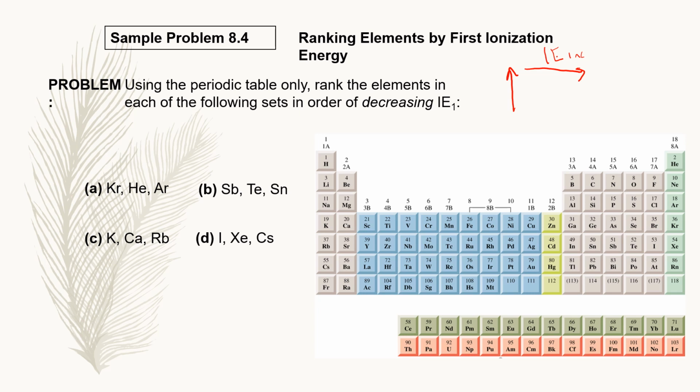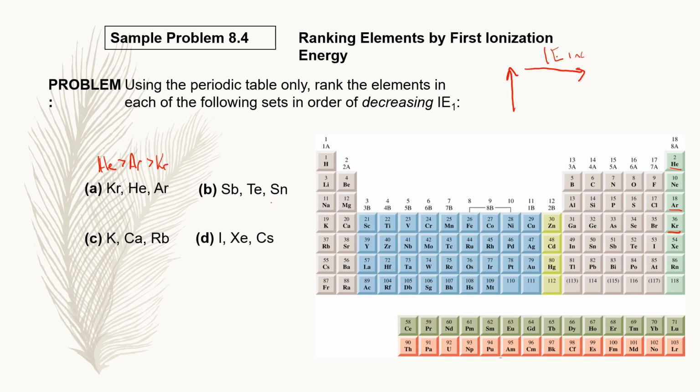So when we look at our first set here, I have krypton, helium, and argon. All three are noble gases. So again, with it increasing as I go up the group, I'm going to start with helium having the largest first ionization energy, and then argon, and then finally krypton would be the lowest.